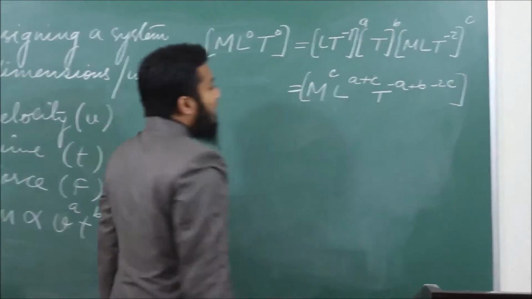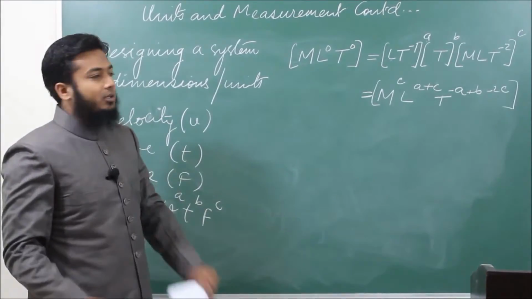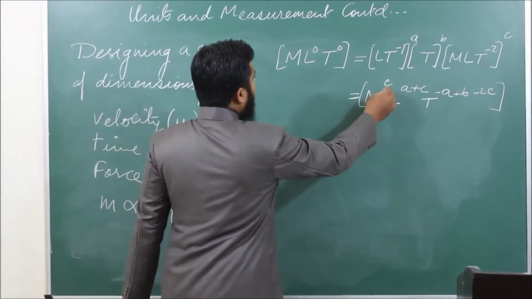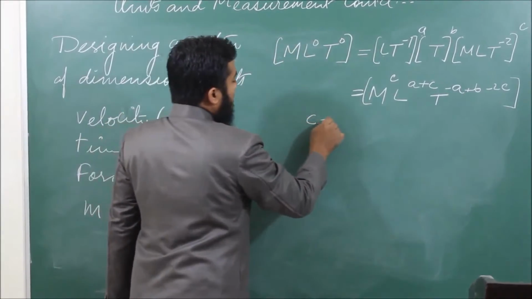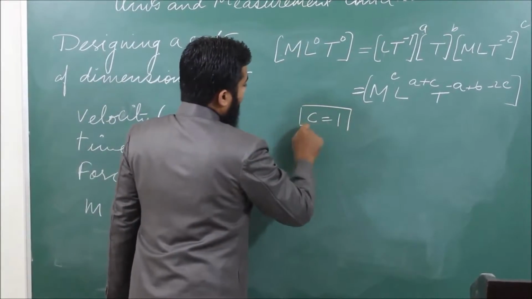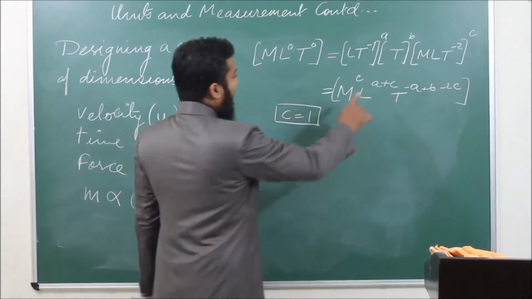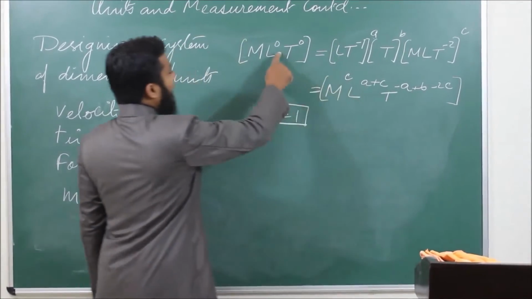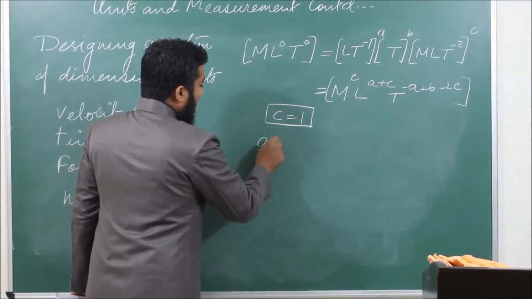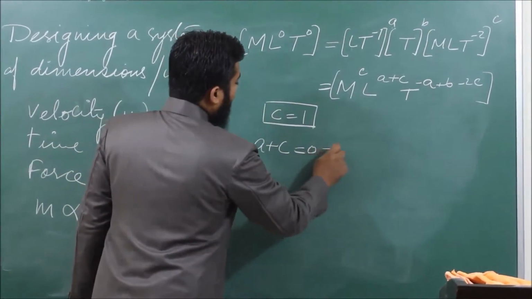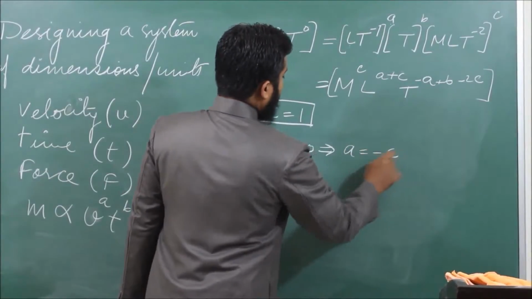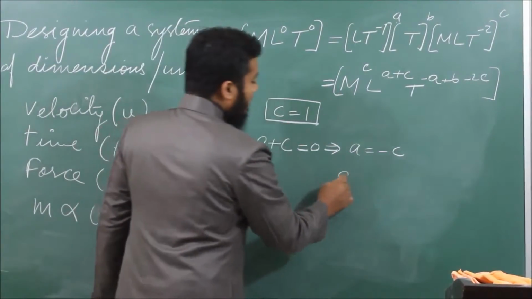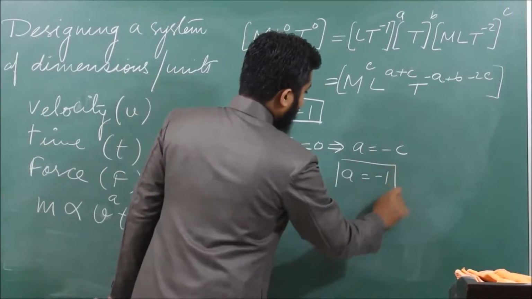Now, the dimensions on both sides should be same. So this C will be equal to 1. Here the power of mass is just 1, so C is going to be 1. Okay, we found C. Then L has power A plus C, and here L has power 0. So A plus C is 0, which says that A is equal to minus C, and C is 1 here, so A is minus 1.